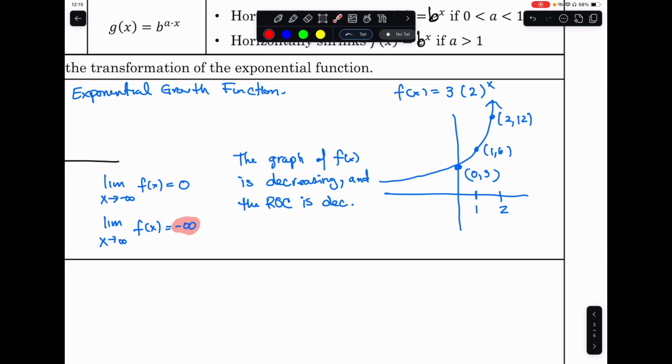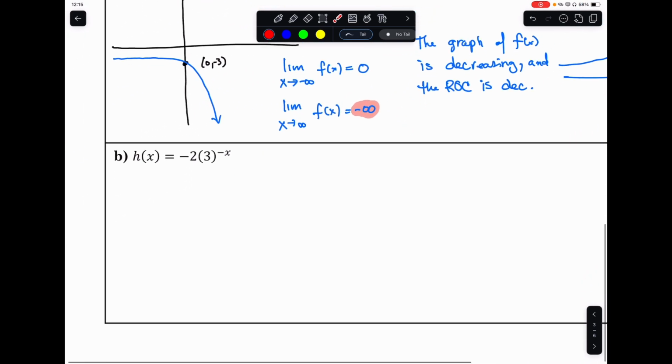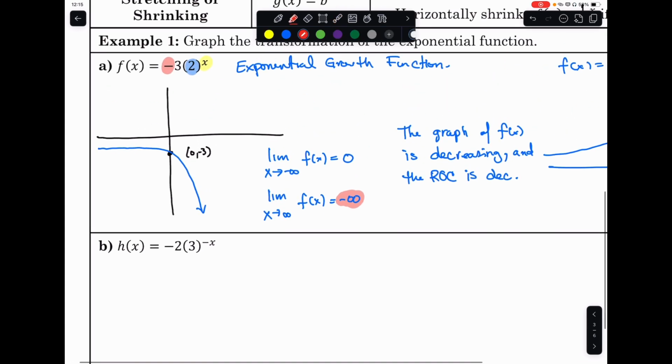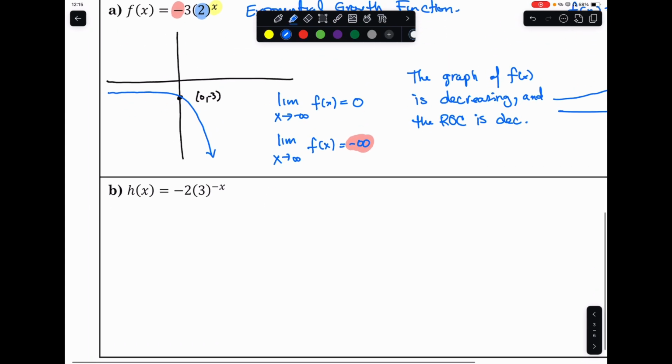Now, let's look at a reflection of an exponential decay function. Now, with this number right here, again, being bigger than 1, and our exponent being a negative value, negative x, this is an example of an exponential decay function.